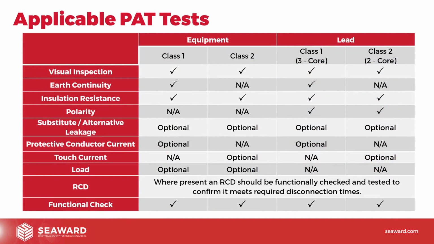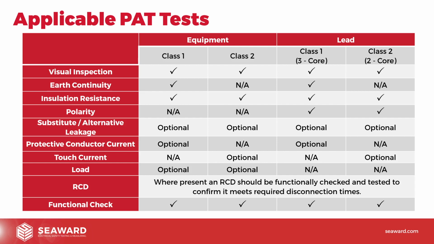So here we go, we've got the table that we looked at last time, and obviously last time we looked at the basic tests. So every item of equipment you'll see here gets a visual inspection to start with, so we can take it as read that all items we test would have to have passed a full formal visual inspection before we carry on to doing the testing. Then we've got the basic tests like earth continuity for class 1, insulation resistance, and polarity tests for leads.